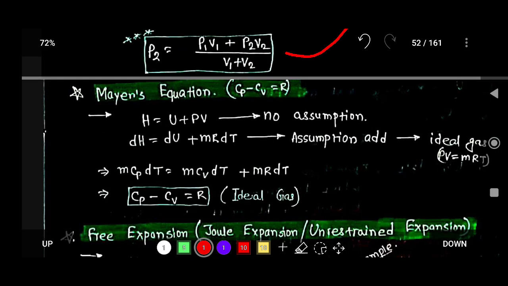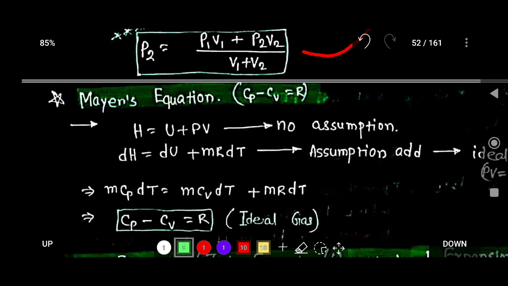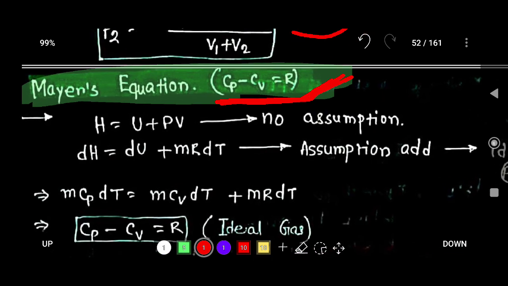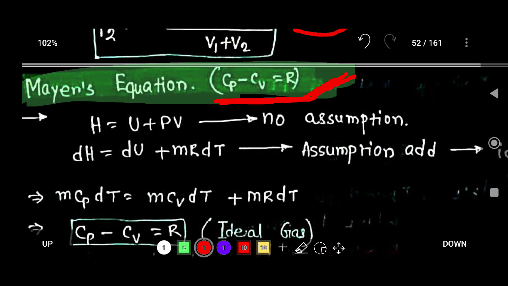Now the last topic of this lecture, that is Mayer's equation. Mayer's equation basically is that Cp minus Cv, specific heat at constant pressure minus specific heat at constant volume, is equal to R. R means characteristic gas constant. So how do we find this formula? You know the enthalpy formula: H equals U plus PV.